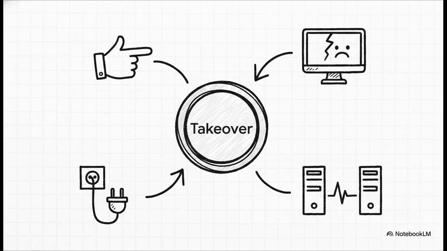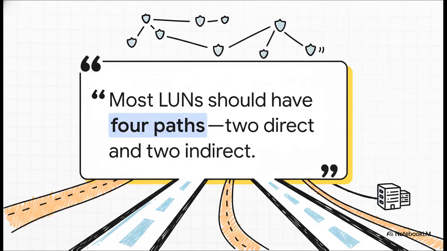And the system is always ready to go because it's literally designed to expect things to go wrong. A takeover isn't just for some crazy disaster. As you can see here, you can trigger it on purpose for maintenance. Or it can happen automatically because of a software glitch, a power loss, or even just a lost heartbeat signal between the two partner controllers. It's always watching.